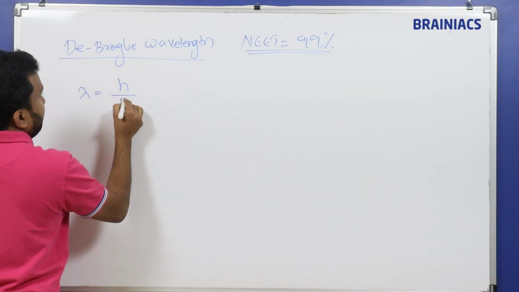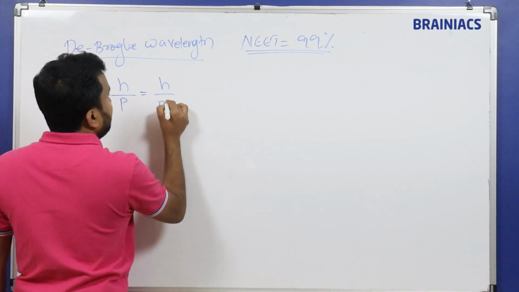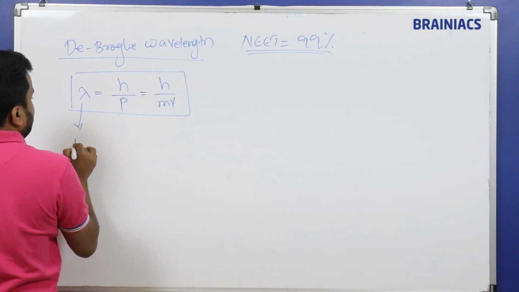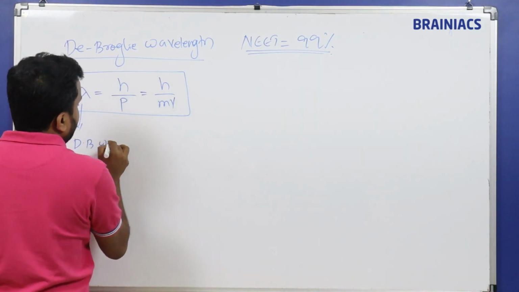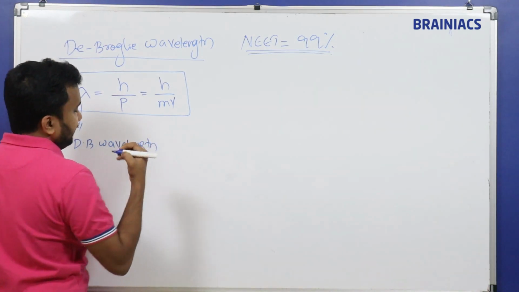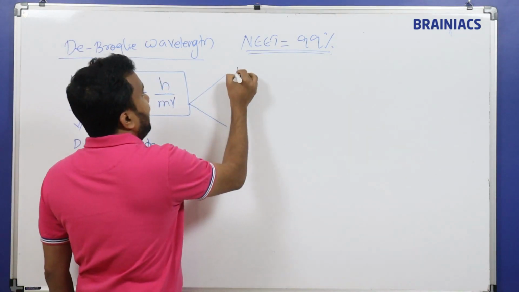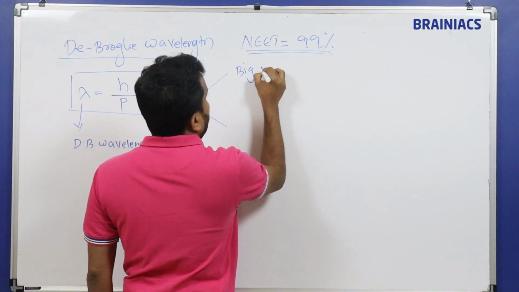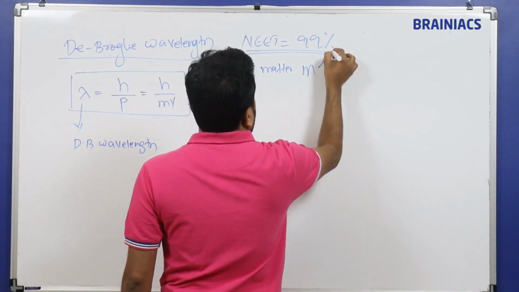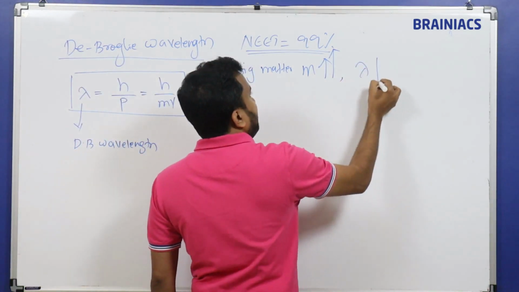We know the equation for lambda: lambda is equal to h by p. P is called momentum, which is equal to mv, so lambda equals h by mv. This equation is called the de Broglie wavelength, dB wavelength for short. So we have two contexts here. We have a big particle. If you have a big matter, m is very high. If m is very high, lambda is very small.